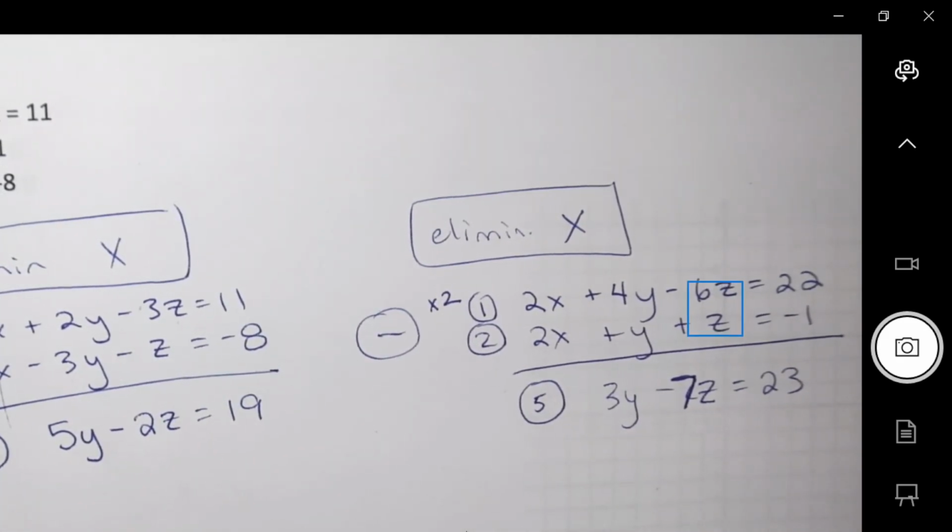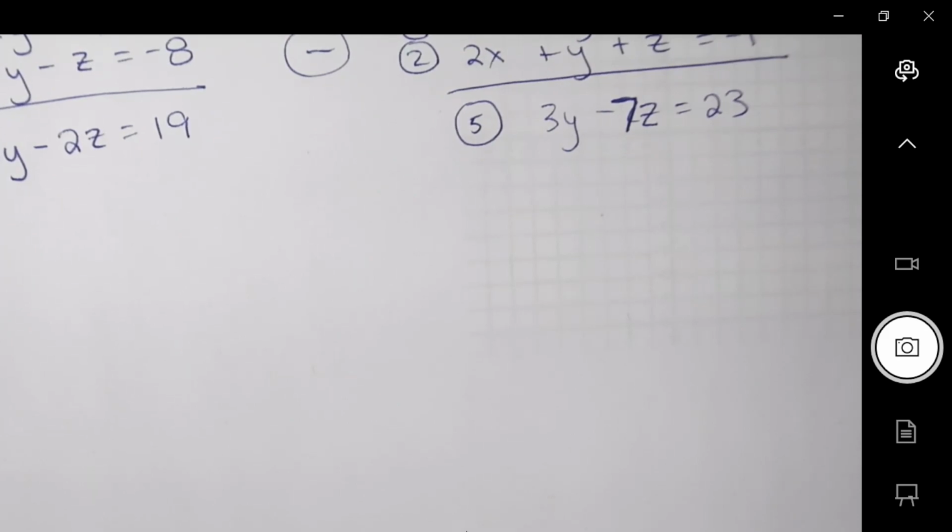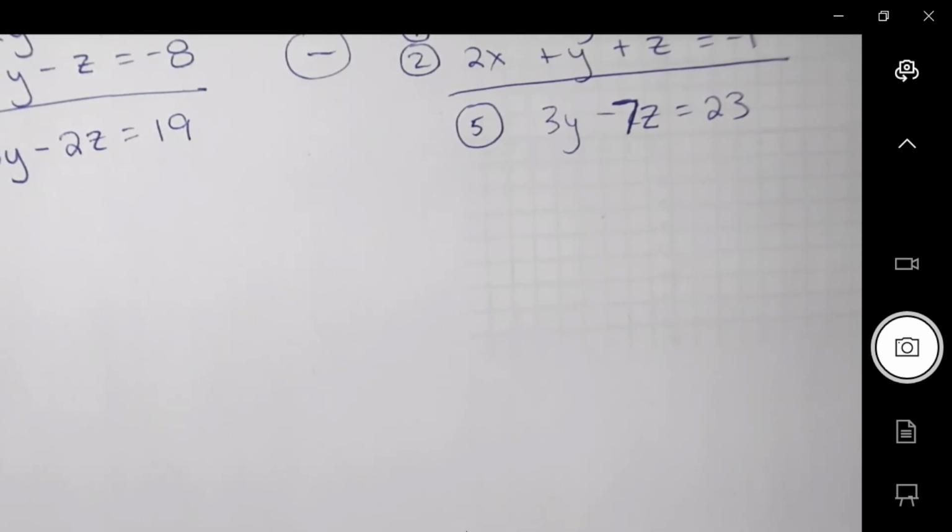Okay, so on your test, this is where you go slow and steady, just making sure your numbers are right. So I got a 3 and a negative 7 and a 23. Is somebody matching?